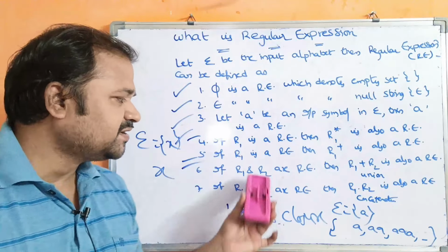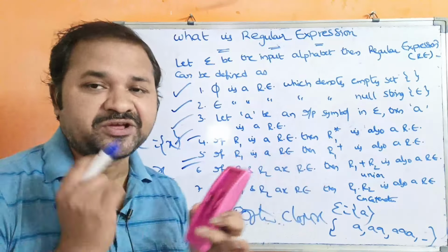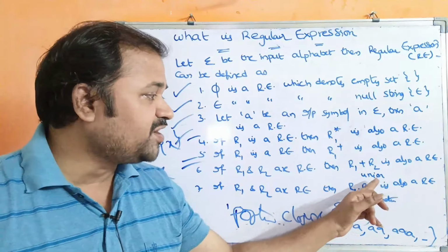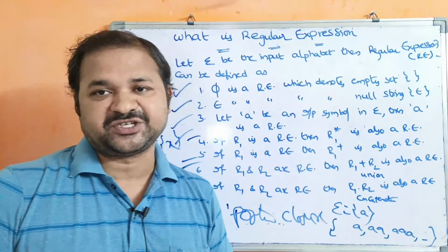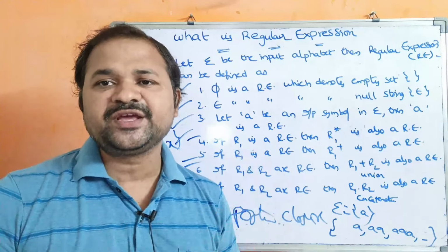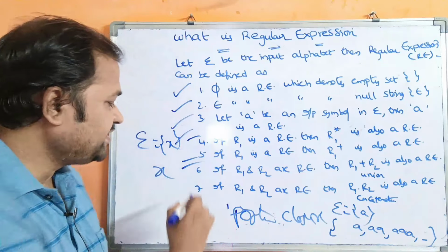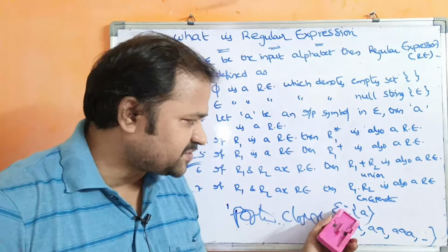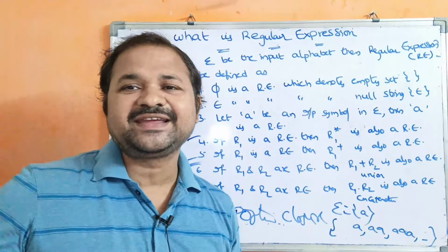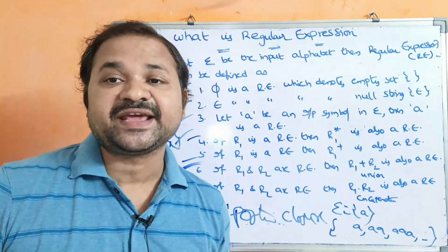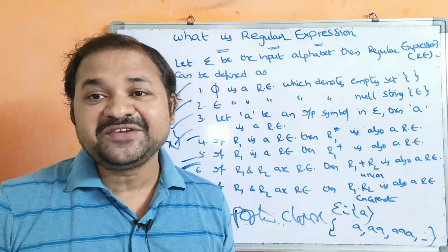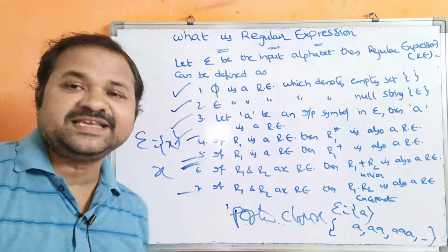And the next rule is: if R1 and R2 are two regular expressions, then R1 plus R2, where plus means union, is also a regular expression. So if R1 and R2 are regular expressions, then R1 union R2 is a regular expression. Likewise, if R1 and R2 are regular expressions, then R1 dot R2, where dot means concatenation, that is R1 concatenation R2, is also a regular expression. So this is about what a regular expression is. We can define a regular expression by using these 7 points.